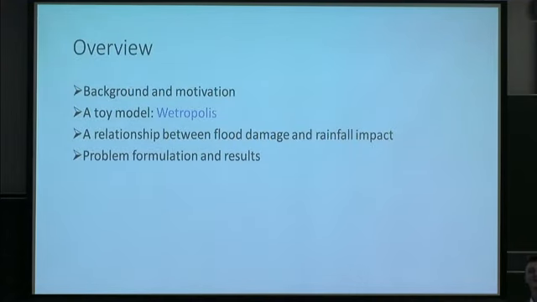The overview of this talk: we're going to give you some background and motivation on the problem. We're going to work with Ono's outreach project, Metropolis, and use this as a guide to our toy model that we'll be testing our methodology on. We'll then cover the crucial component, which is the relationship between flood damage and your rainfall structure and intensity. Then we're going to formulate our problem and disseminate our results.